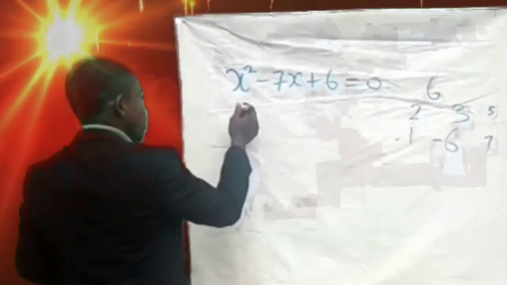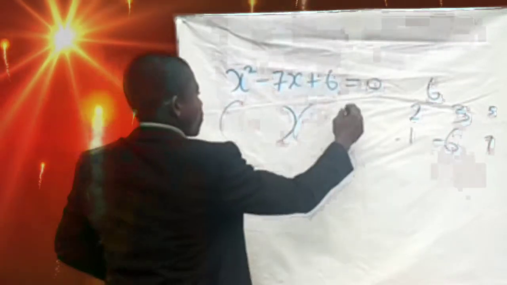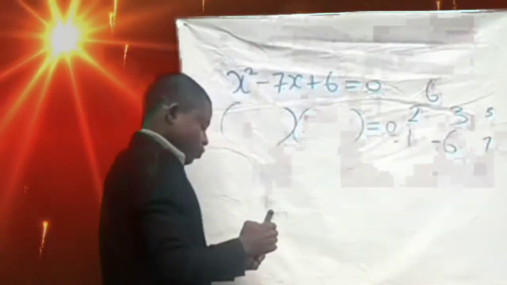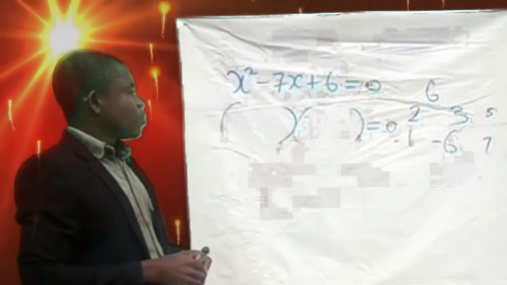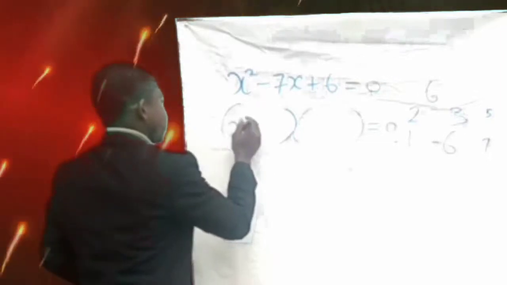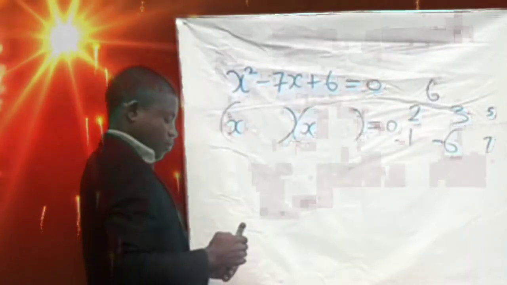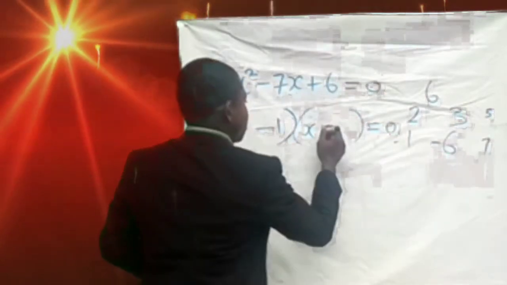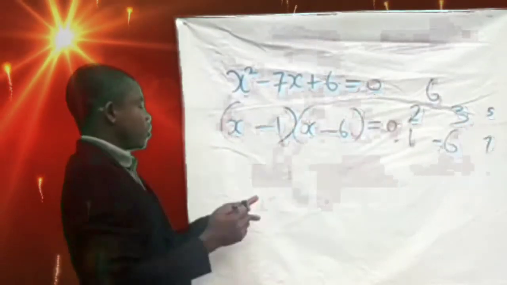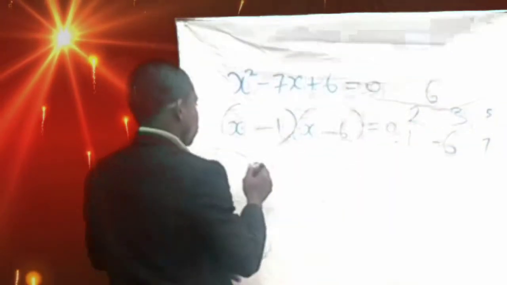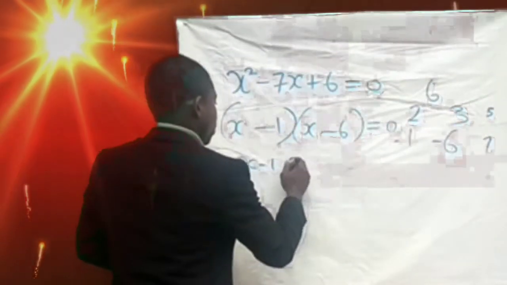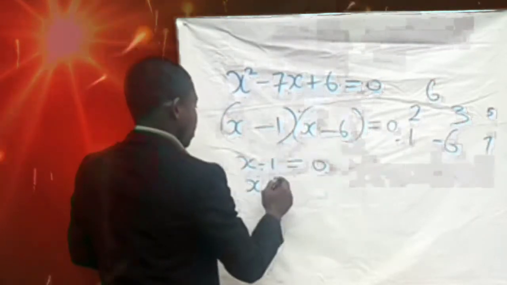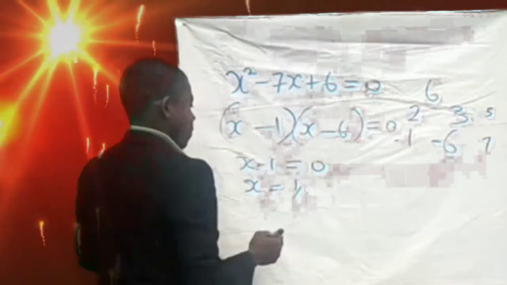So the next thing is just to bring out two brackets, and don't forget to equate to 0. So what do you do next? x here, x here. Bring in one of the numbers and bring in the second one. After here, equate each of the brackets to 0. You have x minus 1 equals 0. So therefore, taking minus 1 to the other side, you have x equals 1.